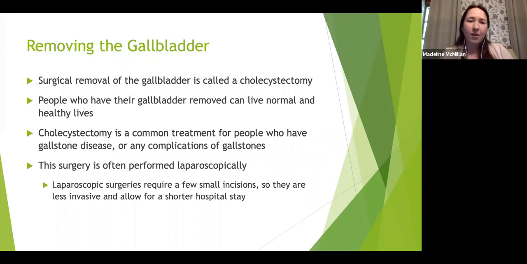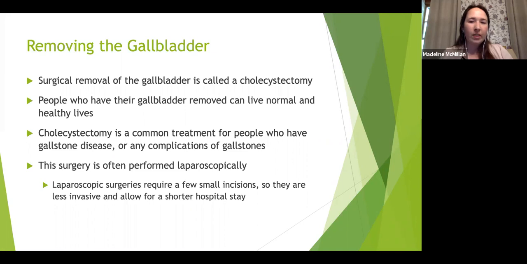Now, people who have their gallbladders removed can live normal and healthy lives. It does have that function of holding bile before you're ready to digest fats, but removing it doesn't cause a drastic change in your body. So like I said, it's a very common treatment for people who have gallstone disease or complications of gallstones.